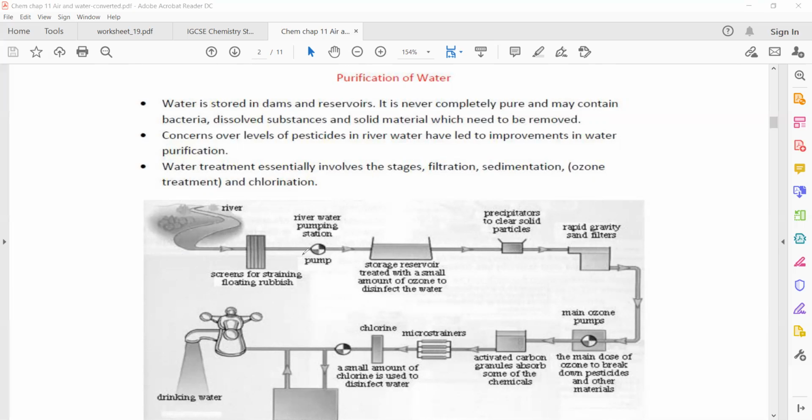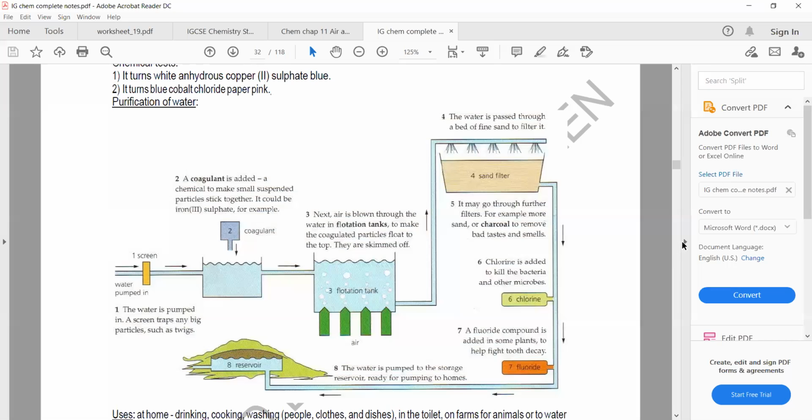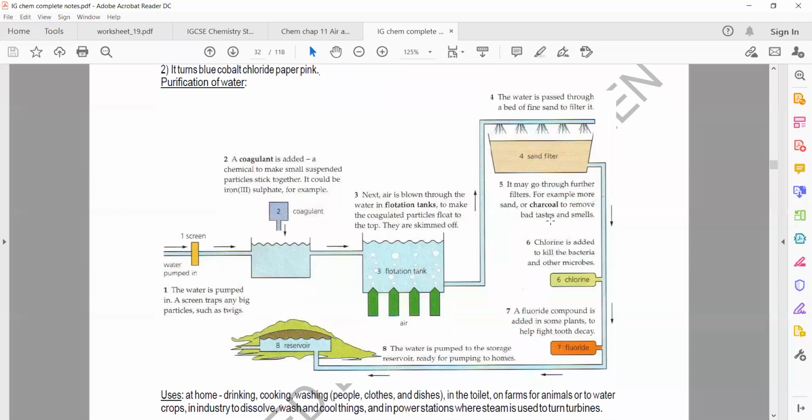This is a whole complete process, but for your O levels, you don't have to learn it in this much detail. Only the specific points you should know for purification of the water. So for purification of the water, we first store the water behind the dam. Then the first thing is the screen, which filters the large particles.